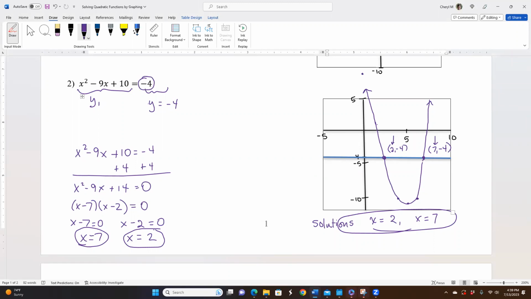Now, if we would have gone ahead and solved this by factoring, we know we would have had to set this equal to 0. And to do that, we would have moved the -4 to the other side of the equation by adding 4. Then you could factor it, and it factors to x minus 7, x minus 2. Using our zero product rule, we would see we'd get the same answers, x equals 7 and x equals 2.